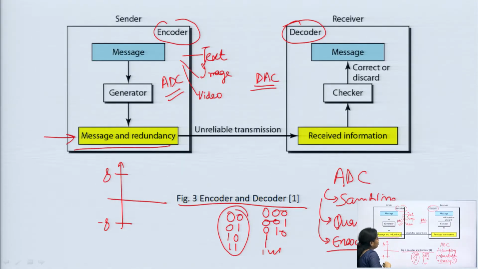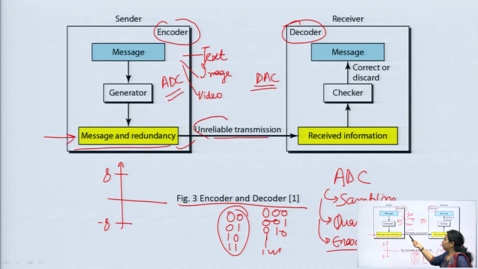Now, this redundancy information is appended or added to the original message data, so that it can be transmitted over a longer distance, and it will also be used for encryption purposes, meaning to increase security. The redundant information will be added to this original message signal. Now, it will be transmitted over the unreliable transmission.